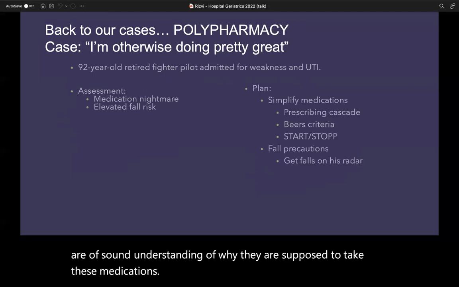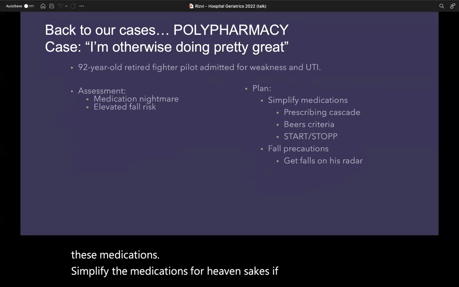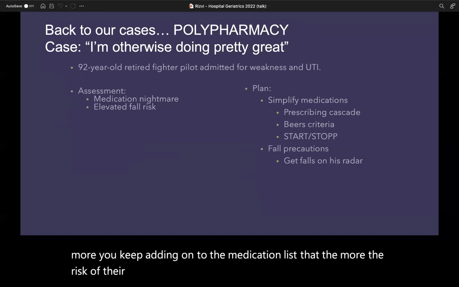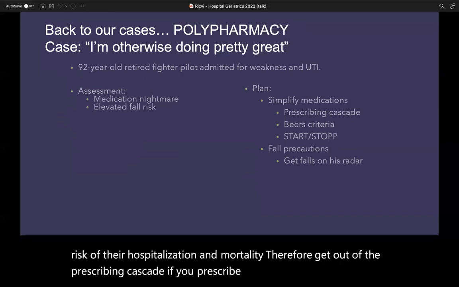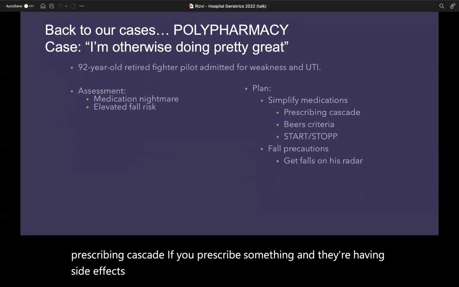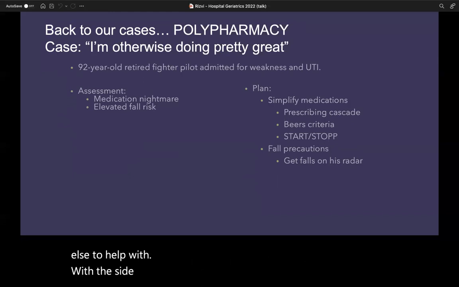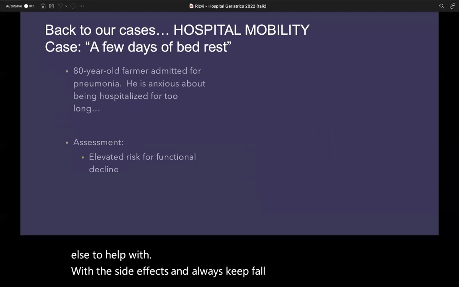Simplify the medications, for heaven's sakes, if you can. I mean, the more you keep adding on to the medication list, the more the risk of their hospitalization and mortality. Therefore, get out of the prescribing cascade. If you prescribe something and they're having side effects, taper off or stop the drug rather than give something else to help with the side effects. And always keep fall precautions on your radar.